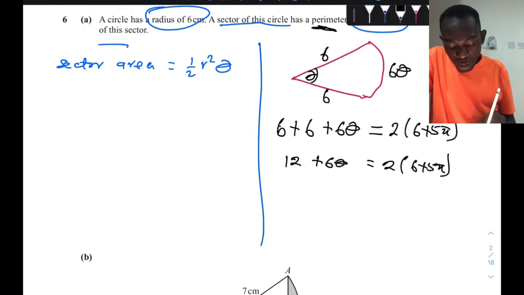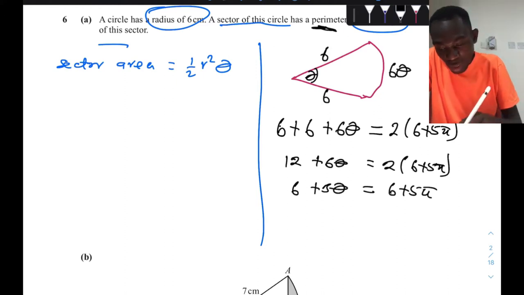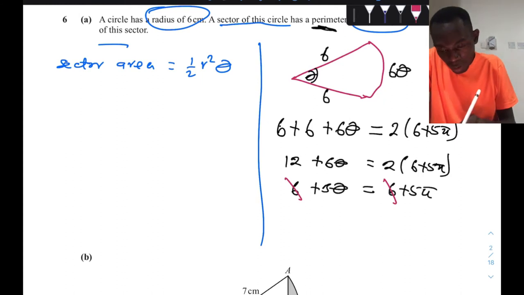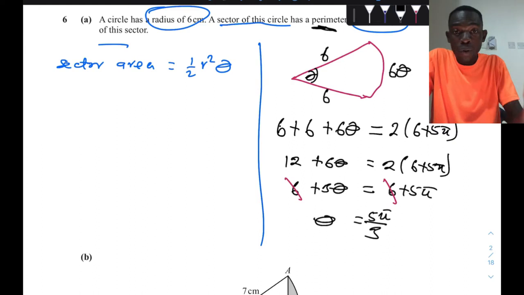So now we have 12 + 6θ equal to 2(6 + 5π). You can just divide through by 2, so that you have 6 + 3θ equal to 6 + 5π. All right, and the 6 will cancel out with the 6. And then what are we looking for? We are looking for theta, so theta will be equal to 5π over 3. Once you have found theta, you know the radius, so bam, you can solve the question.